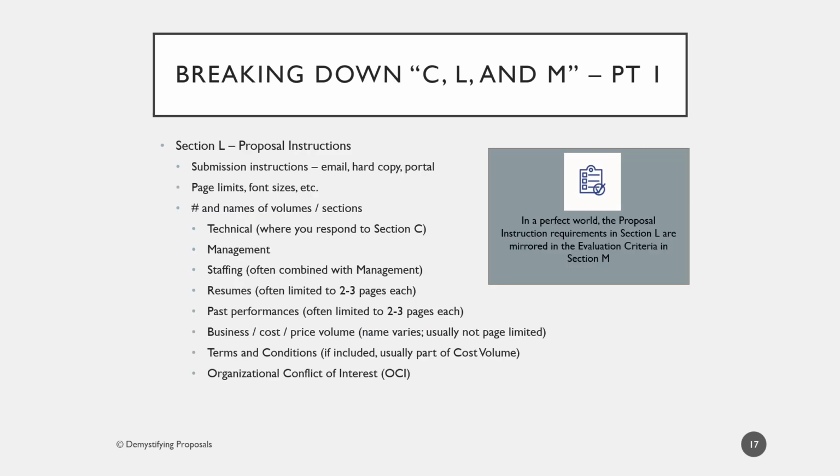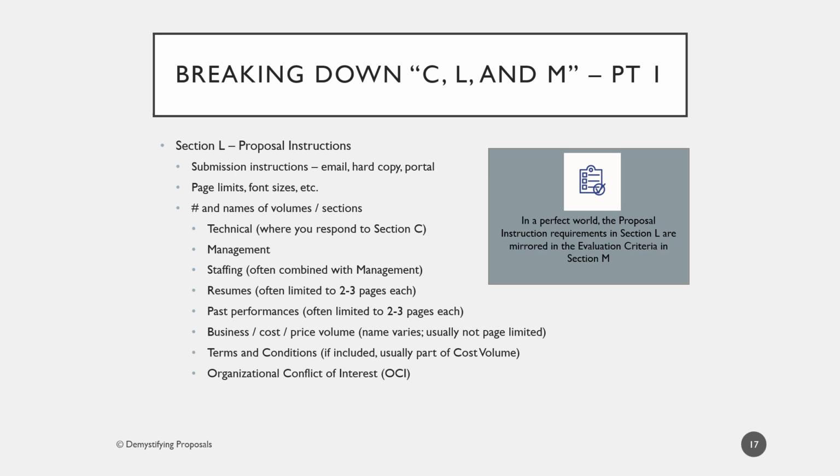Now, Section L, or the proposal instructions, will have a lot of information in it. It'll have the submission instructions, whether you're doing an email submission, a hard copy submission, or having to use a portal. It'll have page limits and font sizes. It'll have the names of the volumes and the sections. Usually there's technical and management at a minimum. Sometimes there's staffing, sometimes resumes are also to be included, often in an appendix. And resumes are often very page limited, so only two or three pages apiece. And then sometimes past performance is its own section.